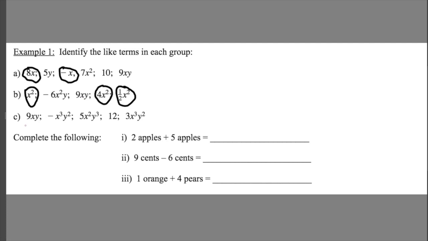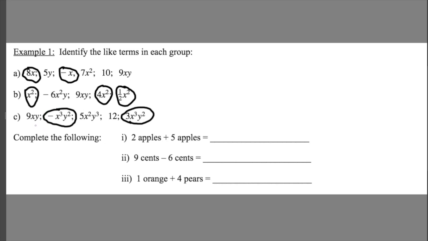For C, you have 9xy, negative x cubed y squared, 5x squared y cubed, 12, and 3x cubed y squared. In this case, it's going to be 3x cubed y squared along with the negative x cubed y squared. Again, we're looking at the variable and the exponent, which must line up and match.